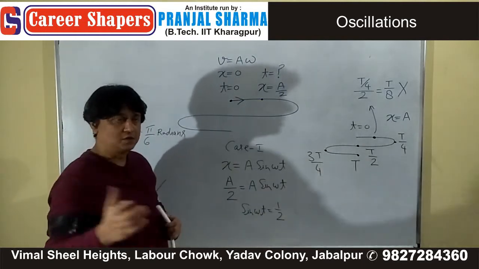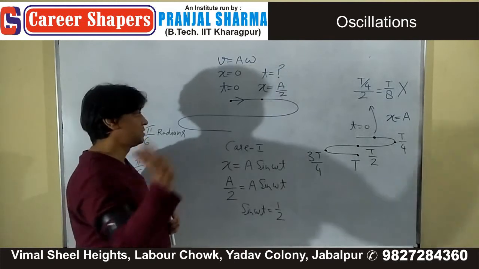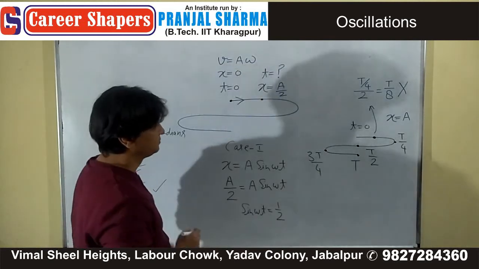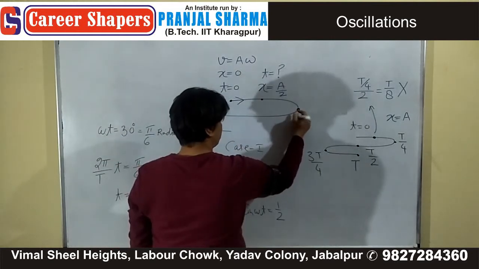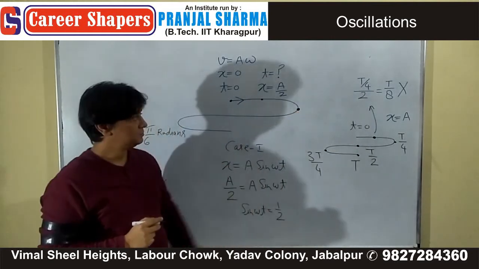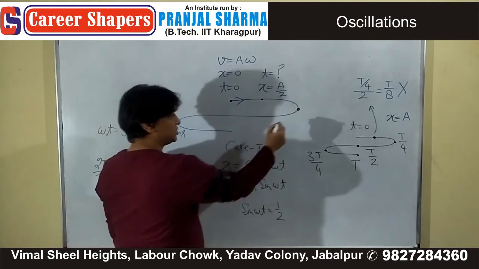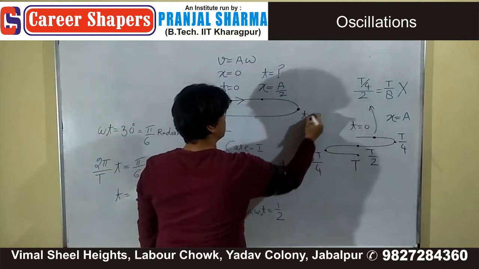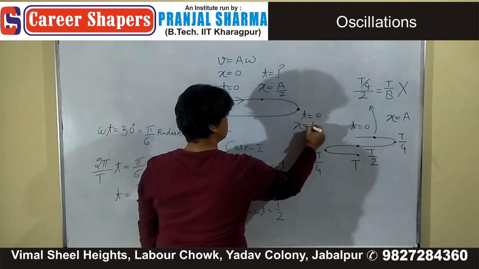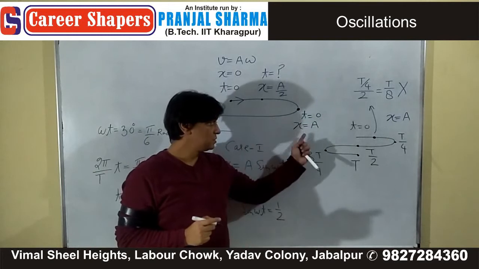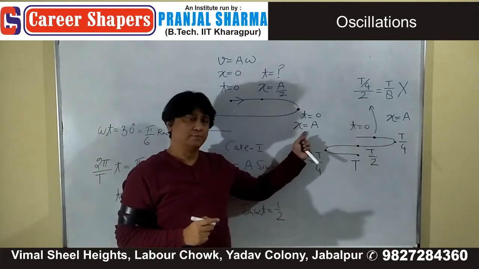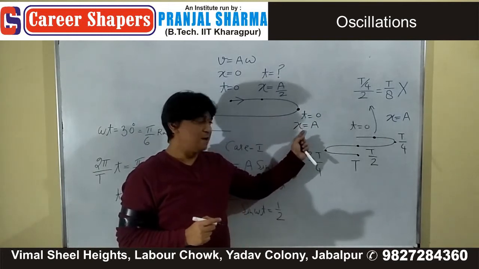I'll try to find the answer. If you cannot, then come back and see the solution. So this time, object starts from this position. At t equals 0, the question says that x is what? A. Object at the beginning is found at the amplitude. So when is it found at the amplitude?